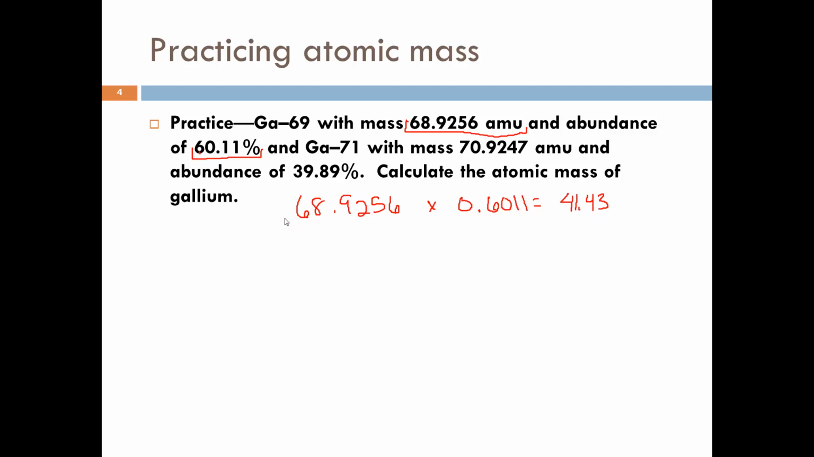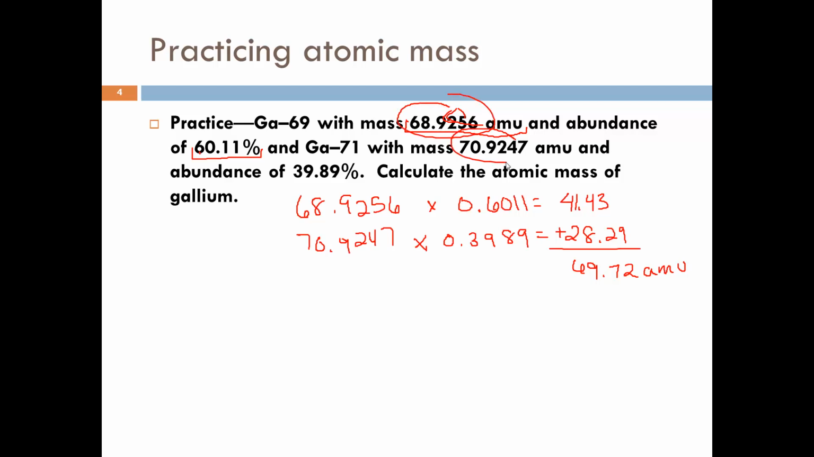Gallium-71, however, has a mass of 70.9247, and it occurs 39% of the time. So I'm going to change that to a decimal. And that weighted average is 28.29. When I add that together, it's 69.72 AMU. Notice I did not just add the two numbers and divide by 2.